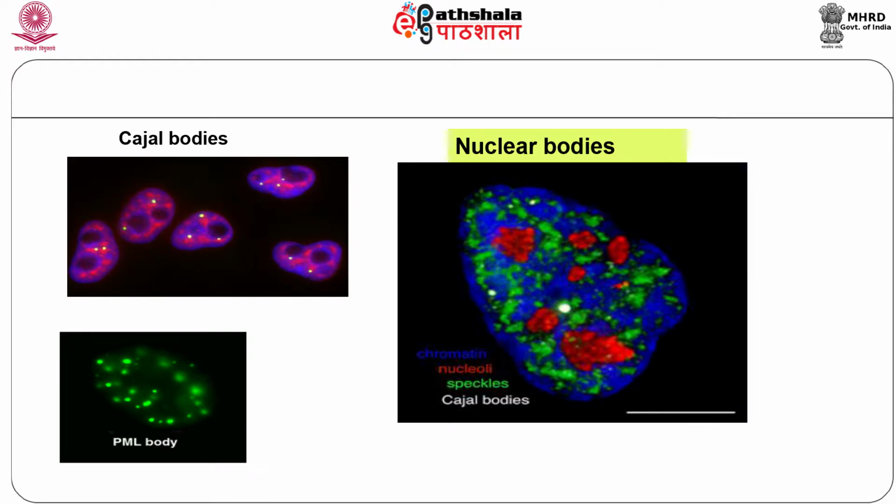Next figure shows you Kajal bodies as white spots. All cells do not show visible Kajal bodies. Kajal bodies are the sites for covalent modification of small nuclear RNAs and their assembly with proteins. In plants, Kajal bodies are involved in biogenesis of microRNAs and small interfering RNAs. The next figure shows you PML bodies as green fluorescing spots. They are rich in transcription factors.